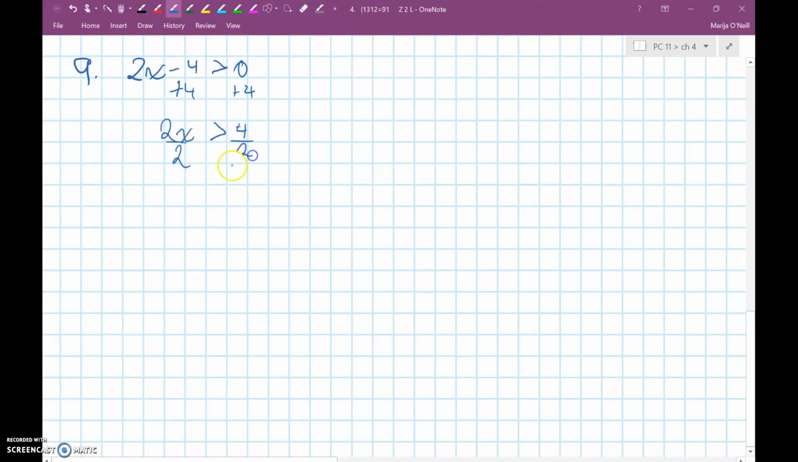For number 9, I need to restate the restrictions on x, and I'm going to do that by pulling the 2x minus 4 out of the root. So 2x minus 4 is greater than 0. Then I'm just going to solve this. Plus 4 plus 4, so x must be greater than 2. And that's the restrictions on number 9.